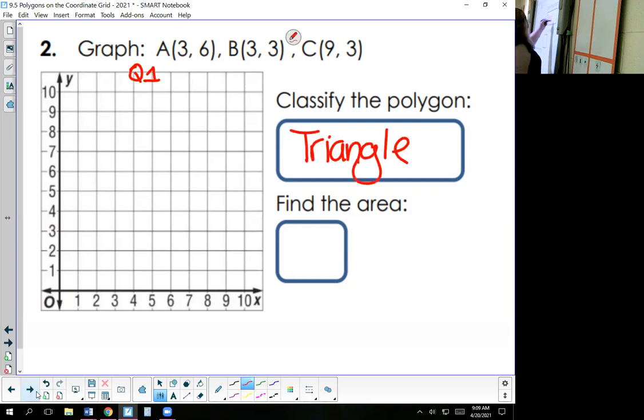Okay, how do I find the area of a triangle? We're going to write it down because we're going to practice. Triangle, half triangle. So base times height cut in half.